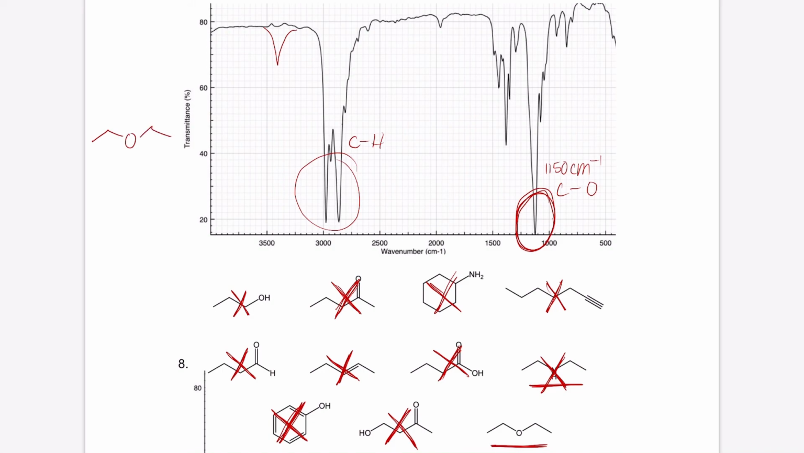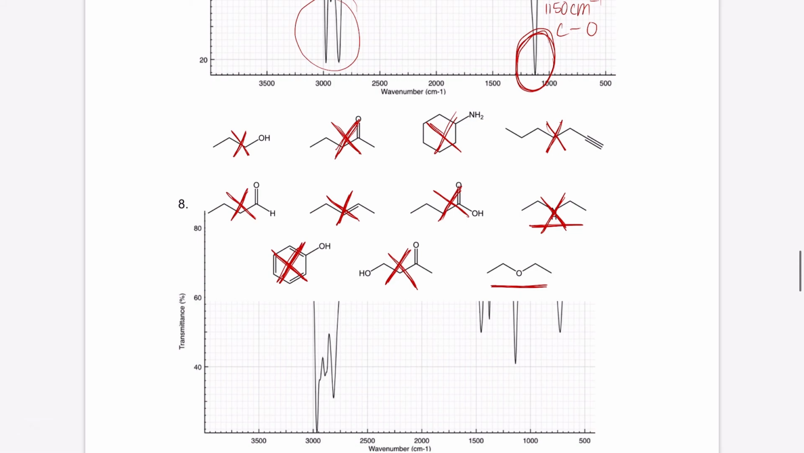So sometimes you just have to do a process of elimination. Identify what you do have, and then with your structures, look at what you don't have. Like we don't have a band around 1,700, so we know that it's not a carbonyl group. We don't have a band around 1,600 or 2,200, so we know that it can't be an alkene or an alkyne. And then just use what you have and what you don't have to rule out your compounds until you're left with what your correct structure is.